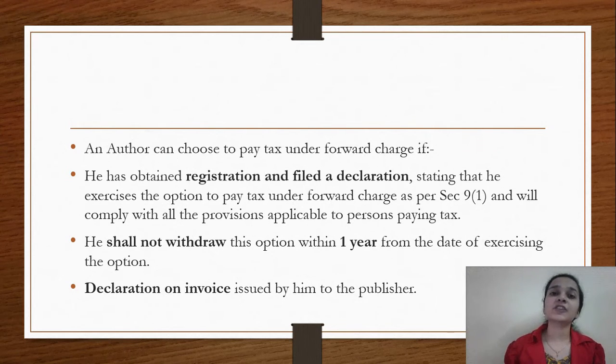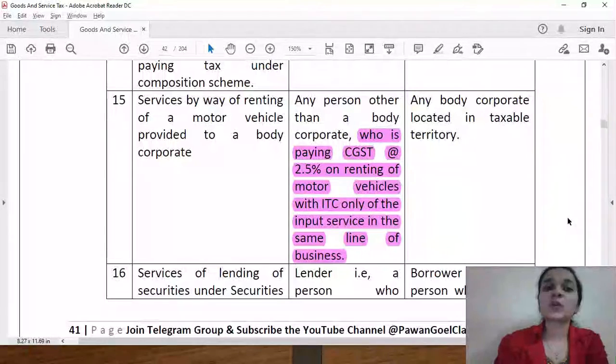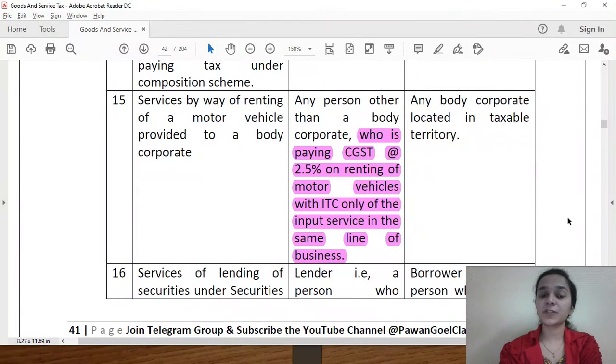Now moving ahead to the other important change which has come up. The other important change has come up in the reverse charge service, and that is service of renting of a motor vehicle. Now first let's look at what was the provision earlier, then we will look at what is the new provision which has come up. Okay, so talking about services by way of renting of motor vehicle, I believe that you all must be knowing that service of renting a motor vehicle which is covered under reverse charge, there are two specific rates which we have talked about, 5% or 12%.